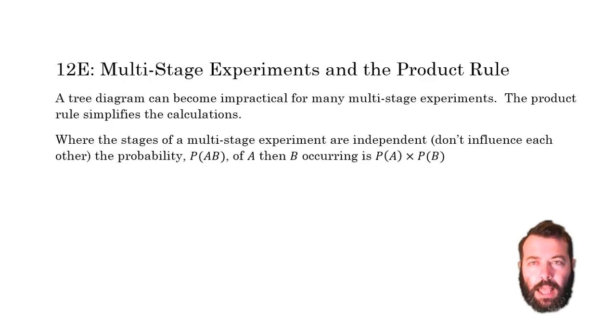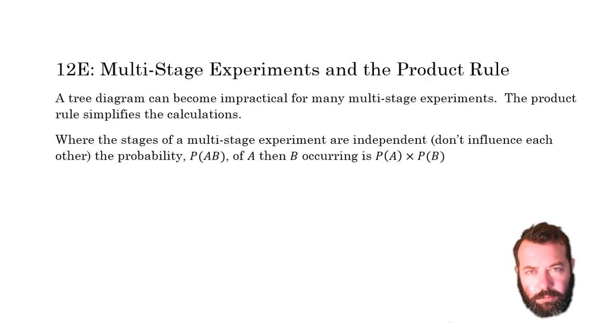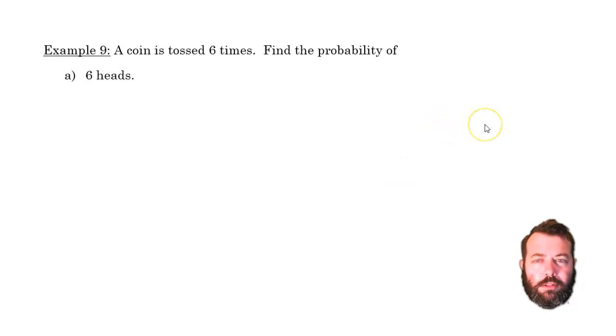So, as long as each stage is independent of the other, that is, the outcome of one doesn't influence the outcome of another, then the probability of a multi-stage experiment is the probability at each stage multiplied together. Okay, so let's have a look at an example and apply this.